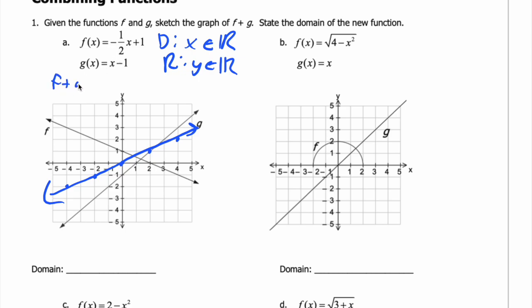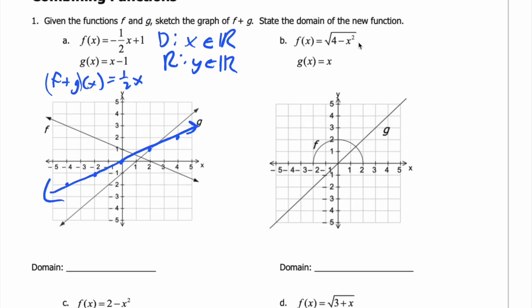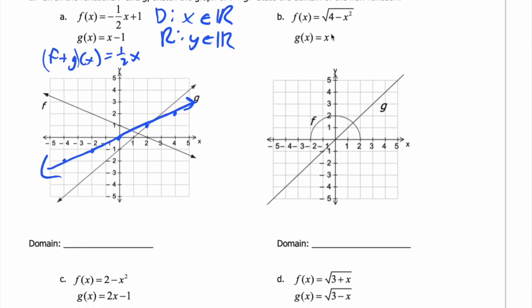f plus g of x, add them together, you get half x. It's just half x, which makes sense when you look at the graph, right? Now, if we add these other two together, we get the function x plus root 4 minus x squared.